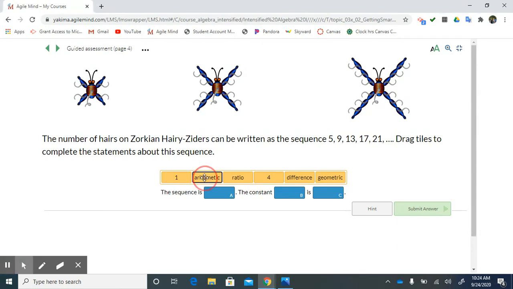No takers? All right, it is arithmetic because we're adding 4 each time. And the constant choices are going to be ratio or difference. Ratio goes with multiplication, difference goes with adding and subtracting. So the constant difference is 4 because we're adding on 4 each time. So on your paper for number 4, let's write these 2 sentences. The sequence is arithmetic. The constant difference is 4.